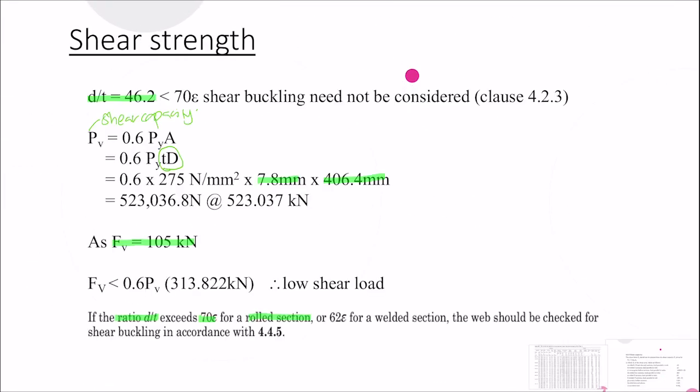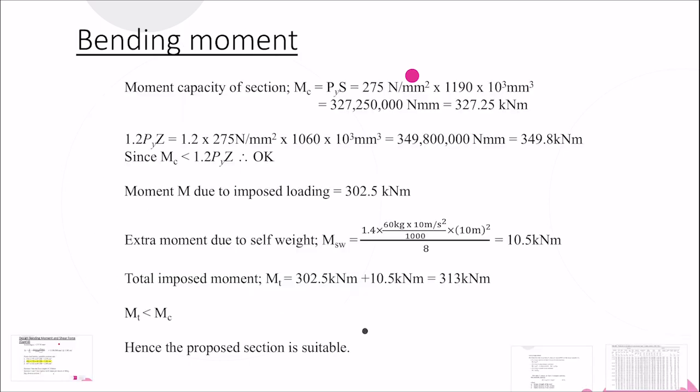So here I multiply by 0.6. Means that FV must not exceed 0.6 PV. So 0.6 times 523.037 kN is 313.822 kN. And even though we use 60% capacity, the value of FV is less than 0.6 PV. Therefore, we can conclude that it is low shear load, meaning that there will not be any shear failure. We're going to calculate for bending moment. So shear has no problem.